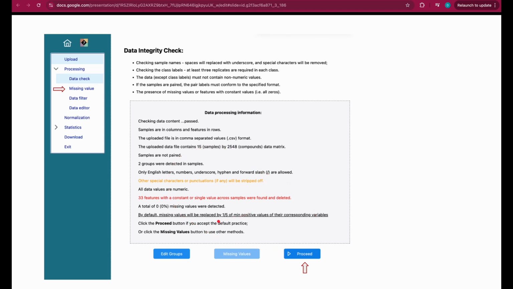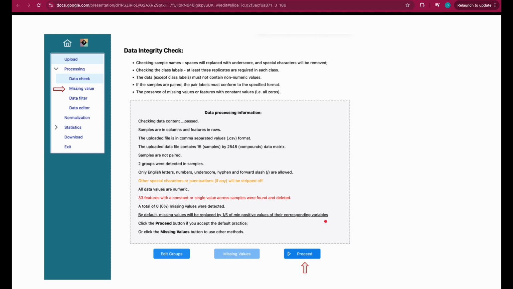Along with this, it will also tell you whether there are some missing values or not. They are saying that 0% missing values were detected. That means 33 features with a constant or single value across samples are found and deleted. So in certain cases, if there are any missing values or constant or single values, they have been deleted. And as now there are no missing values, by default missing values will be replaced by 1/5 of the minimum positive values of their corresponding variables.